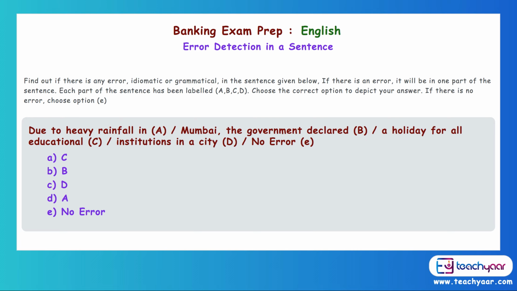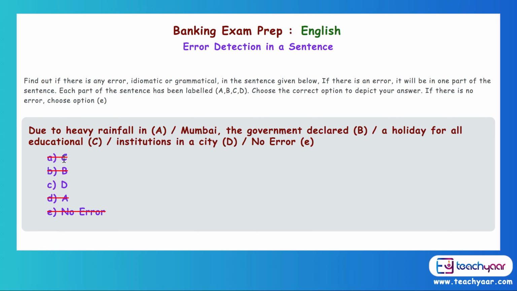And if you know that there is an error, you can delete the last option which says no error. But there is an error. So E is gone. Now let us see A, B, C and D. So start again from the beginning. Due to heavy rainfall in. I think that's fine. So A part is okay. In Mumbai, the government declared. I think that's okay. So B is gone. A holiday for all educational. C is okay. Institutions in a city. Now here you can know that there is a mistake.